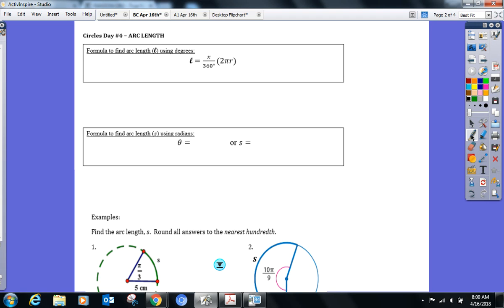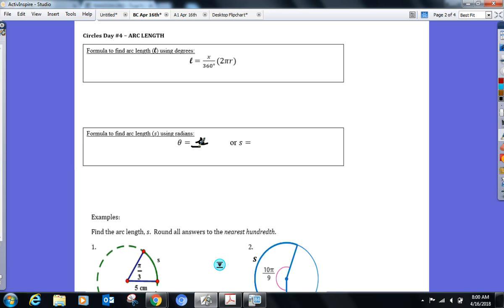And I'll tell you what each piece means in a second. Theta equals S over R. And I show this to you because it's a little bit easier to use than the top one. Okay, here you go, theta. That's your central angle in radians. Central angle in radians.